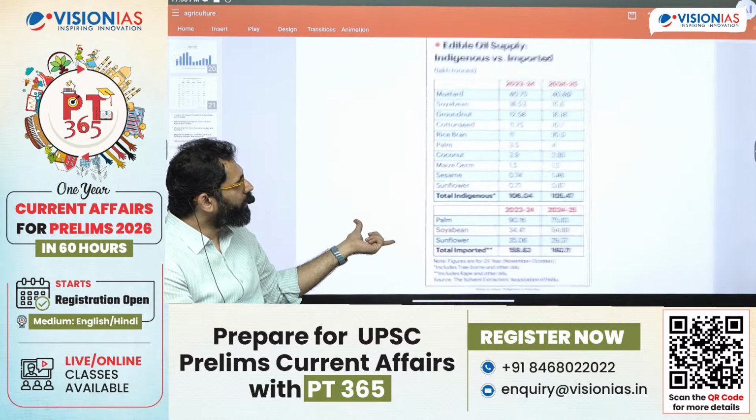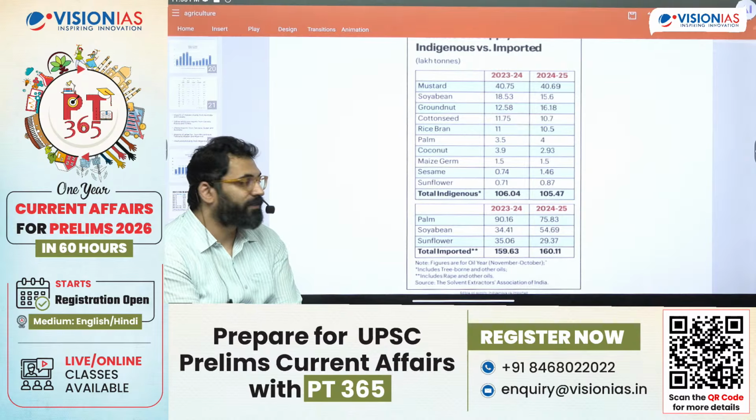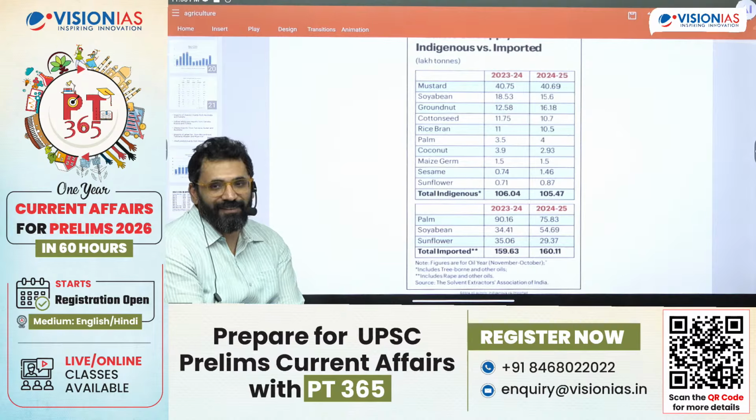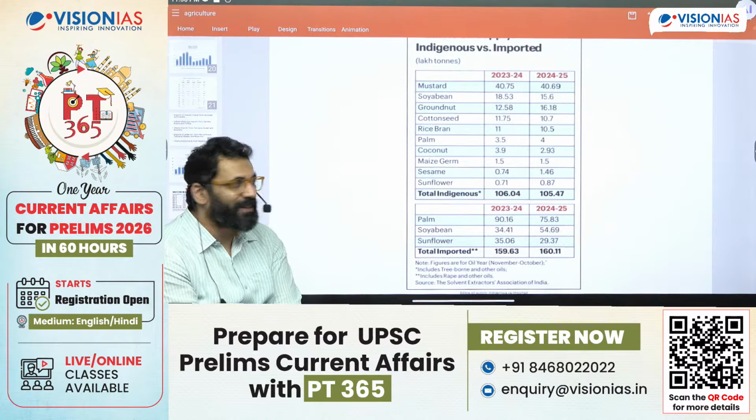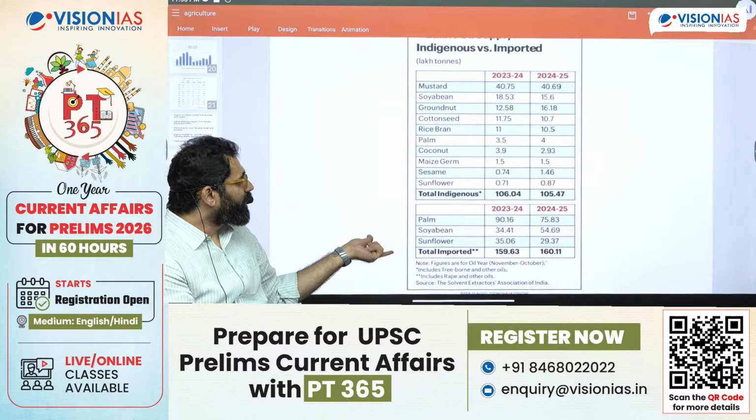This is edible oil. Largest edible oil production in India is which oil? It's mustard. 3 things which we produce significantly: mustard, soybean and groundnut. The most imported are palm, soybean and sunflower.